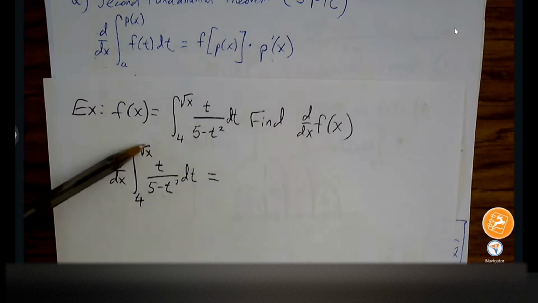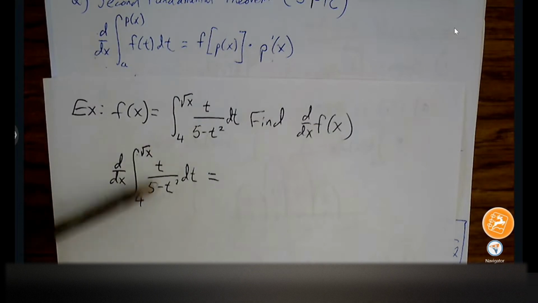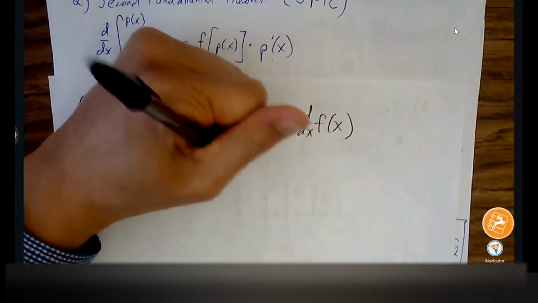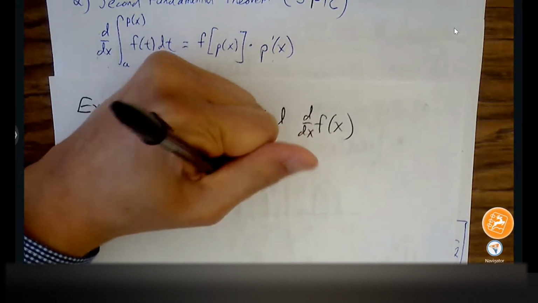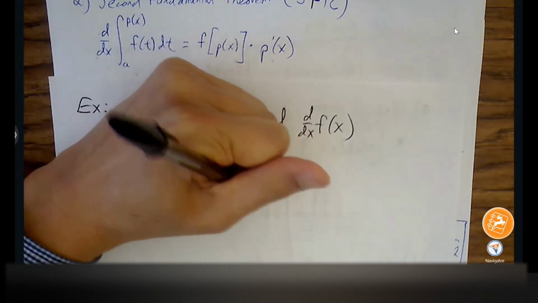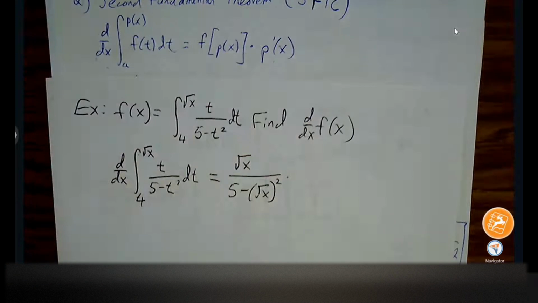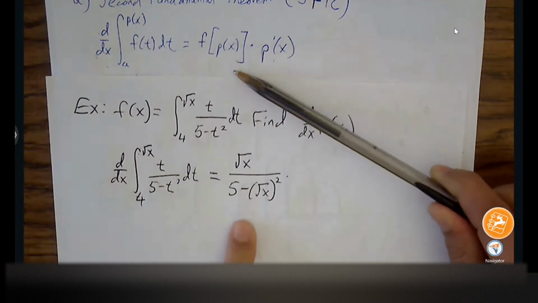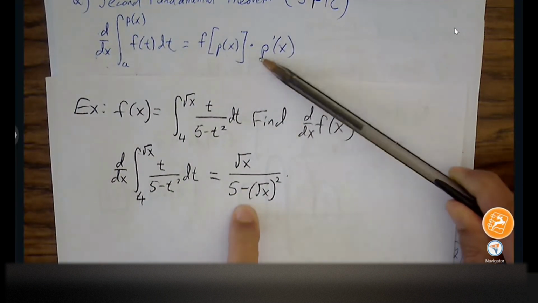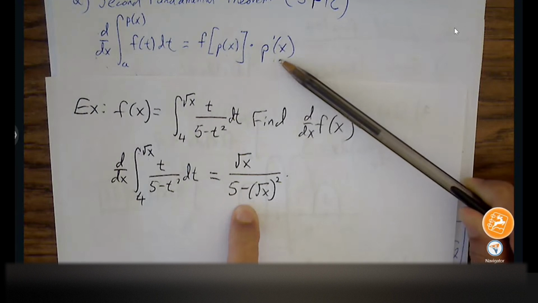Okay, so what can we do with square root of x? Okay, for t. There you go. Put it in for t. Okay, I'm just following what the rule tells me here. Times p prime.